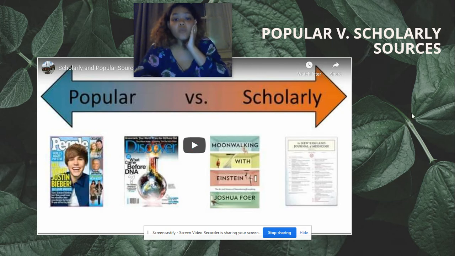So the main things you'll want to look at, and these are highlighted in the video, are the idea of who's authored the source, what the sort of intended goal or audience is for the source, and the sort of mechanics of the source once you get into it. So I won't talk too much about that since we have the video here.